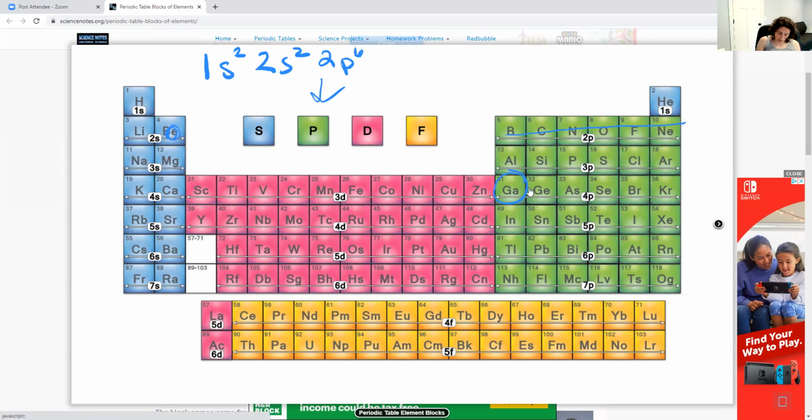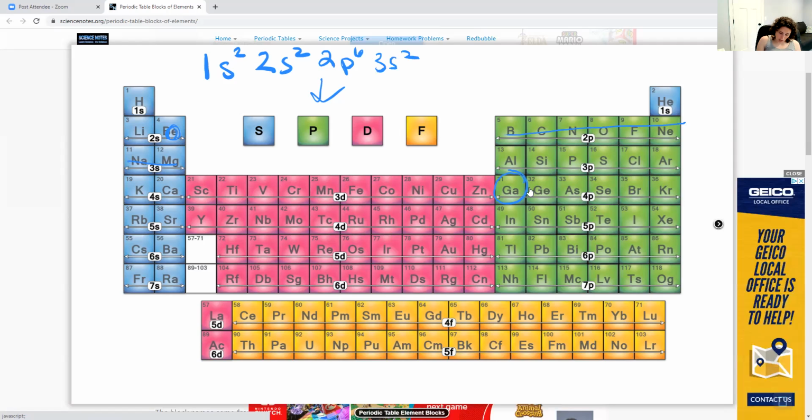And I keep going. I'm going to go through the 2p6. I keep going. That's the 3s2 next. Keep going. The 3p6 next. Keep going. 4s2. So you'll notice I'm going color by color. When I'm talking about one, you can see it on this diagram, but each period, each row is 1, 2, 3, 4. There's 7 of them.